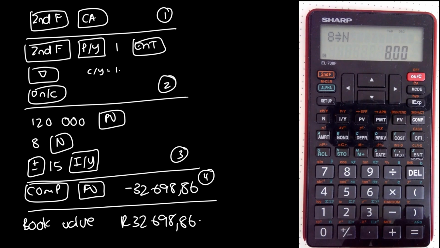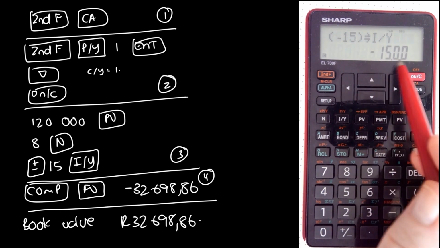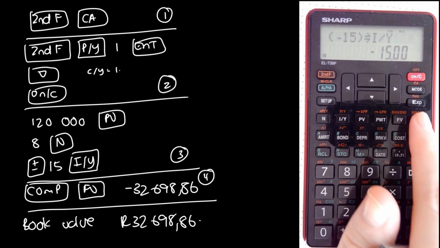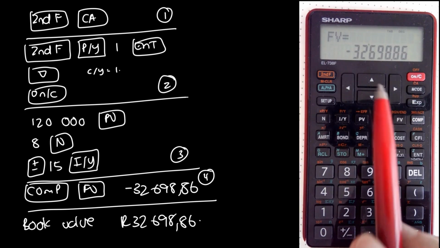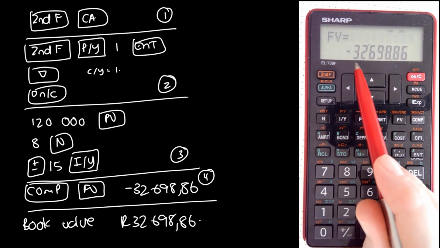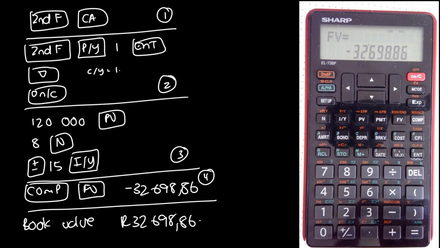8N, and then negative 15 IY. And again, you can see we put it in as a negative value for the depreciation. And then we compute our future value, and it comes up as negative because remember, if your present value is positive, your future value should be coming up as negative to do with the inflows and outflows. And it's the minus 32,698.86.